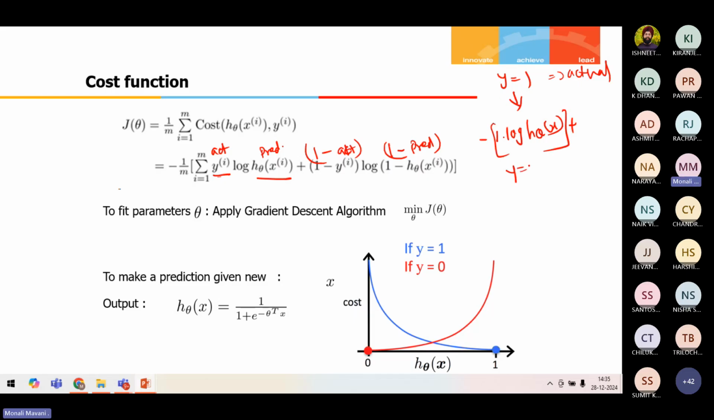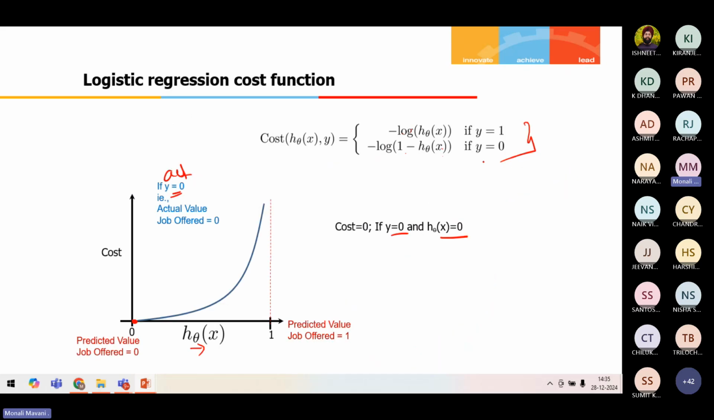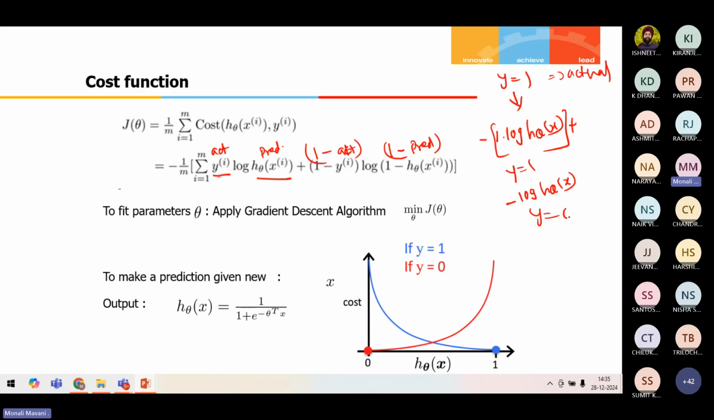So when y is equal to 1, what are we getting? Our hypothesis function gives minus log of h of theta x. That's what is mentioned here. For y equal to 1, the cost is minus log of h of theta x. Similarly, you can check for when y equal to 0.